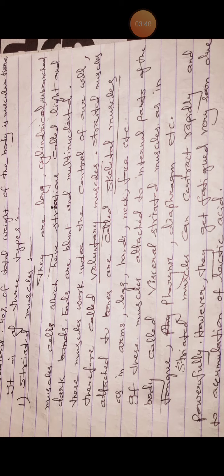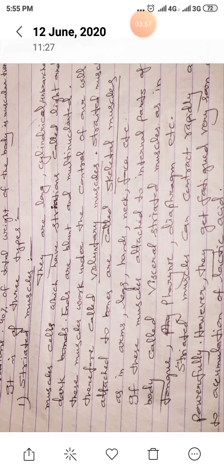Striated muscles are mostly attached to the bones, so they are called skeletal muscles. But sometimes they are not attached to the bone, as in our tongue, pharynx, and diaphragm, where there is no bone, but the muscle is striated. That is called visceral striated muscle.